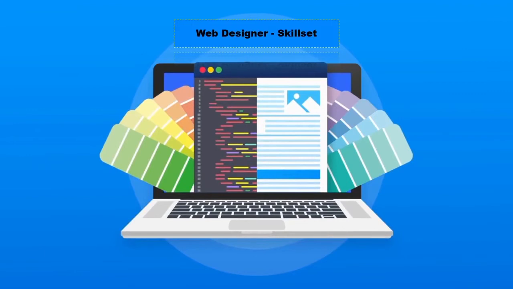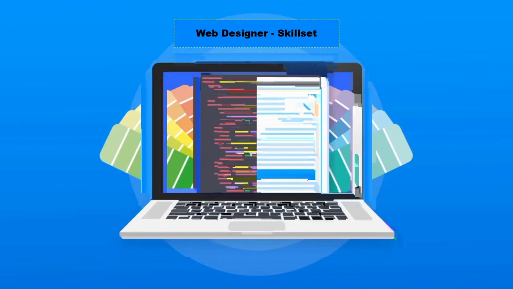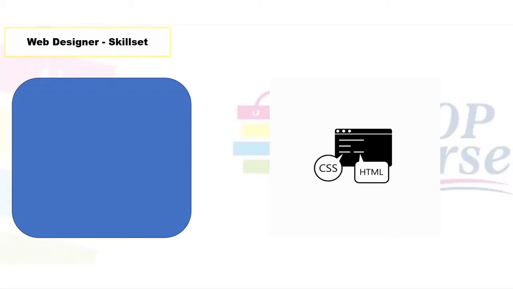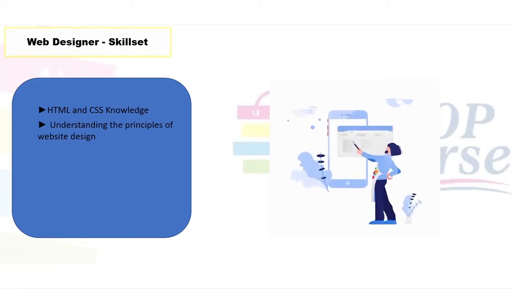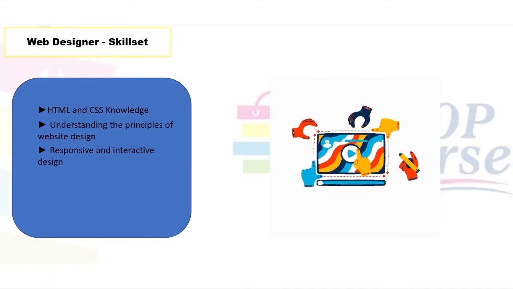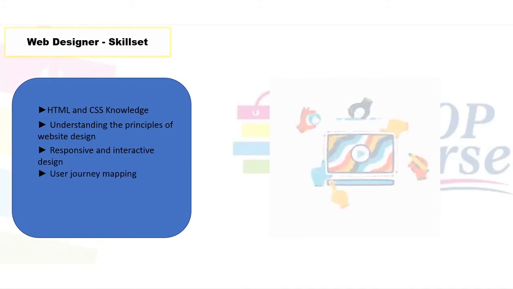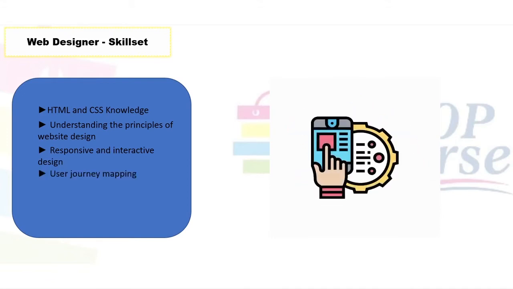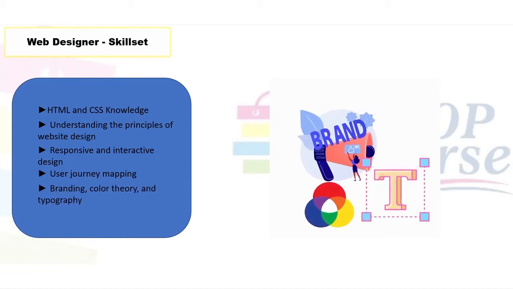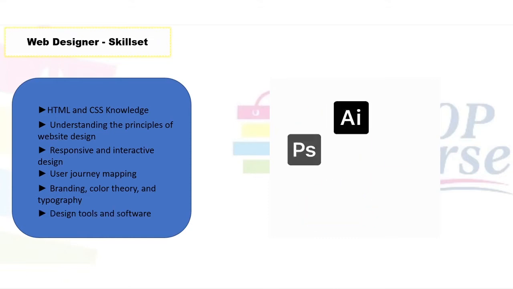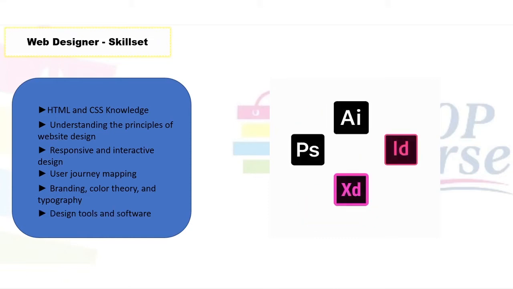Now that you've learned about the different types of web designers, let's look at the skill set required to become a successful web designer. Now, this generally depends on the role and specialty. However, generally speaking, here are some of the important skills. First off is HTML and CSS. Then we have understanding the principles of website design. We have responsive and interactive design, understanding user journey mapping, being updated with branding, color theory, and typography, and also being proficient in design tools and software like Adobe.